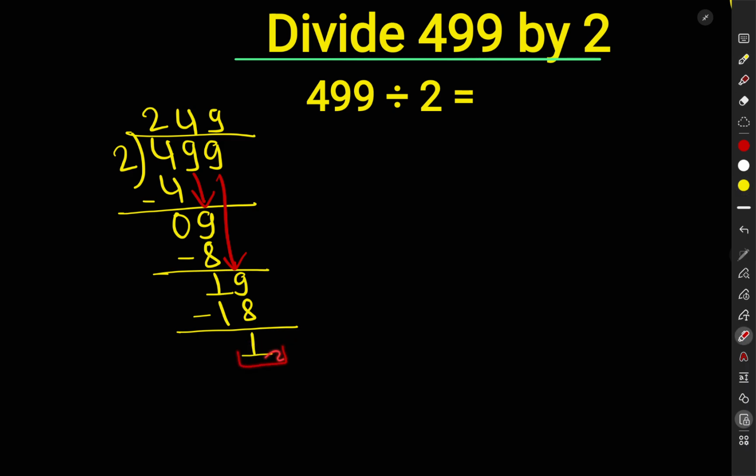So now this 1 is less than 2 and there is no other number to put it down. So we put here decimal so that we take 0. So it is 10 and 2 times 5 is 10. On subtracting it is 0. So 499 divided by 2 is 249 decimal 5.